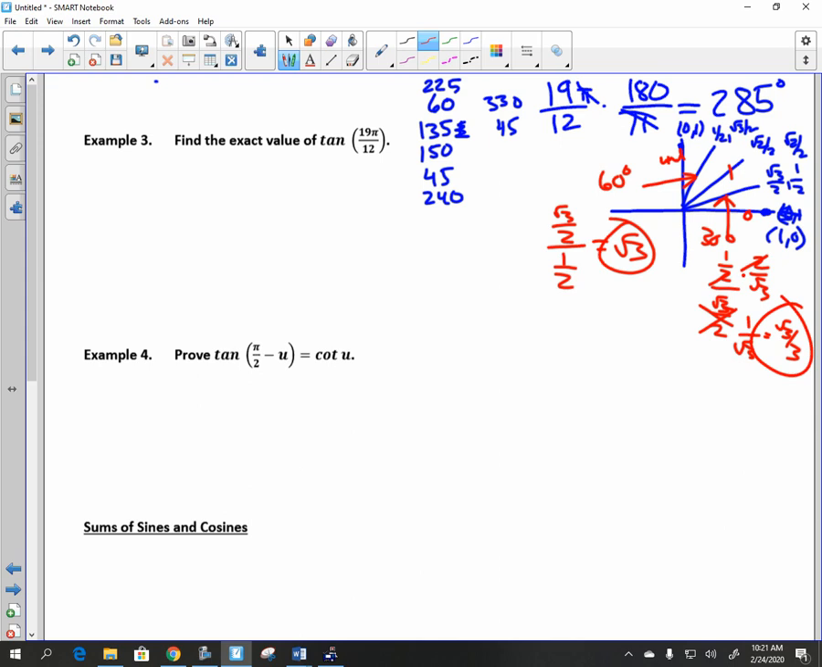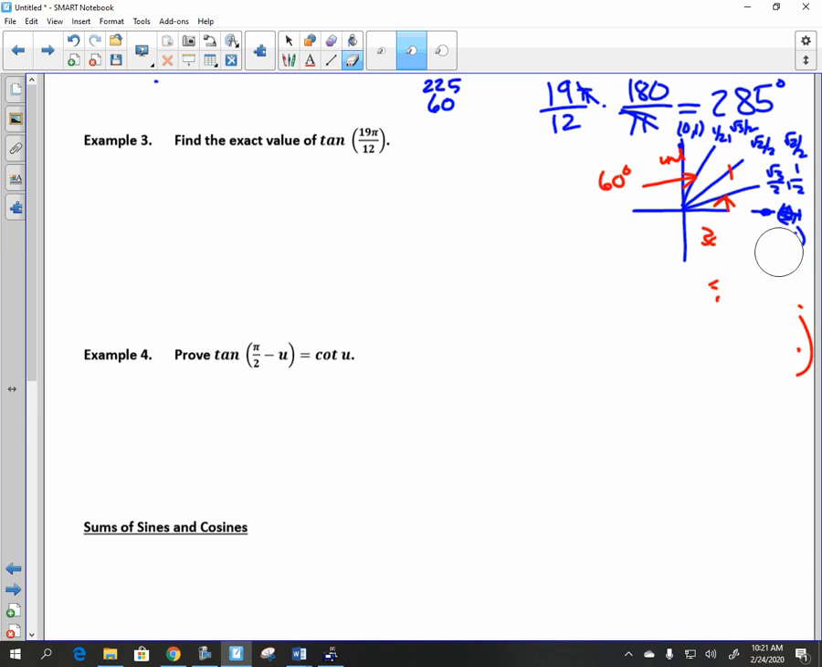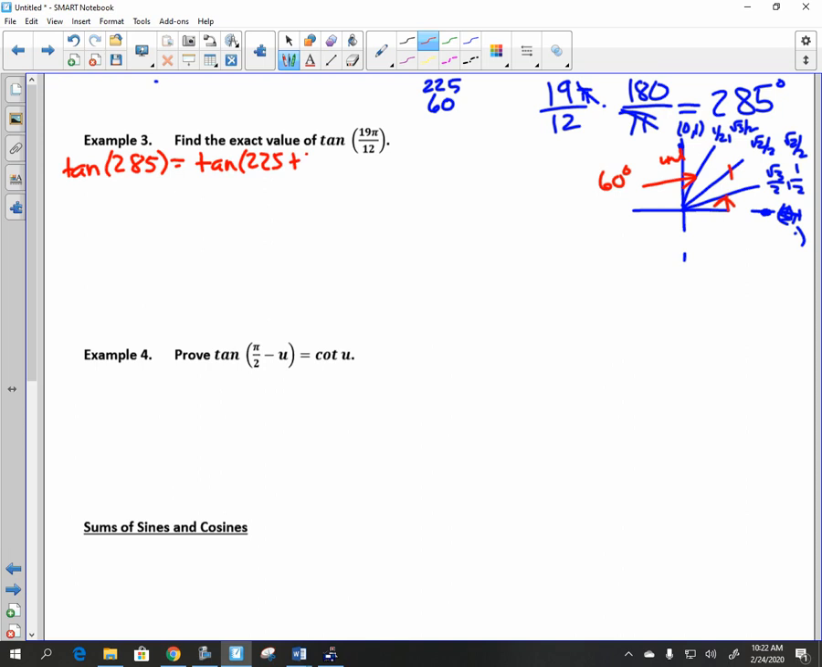Yeah, so we need to maintain 60-degree angles and not 30-degree angles. So I don't want to use an angle like 150. I don't want to use an angle like 130. So 225 and 60, those are going to work out real nice. So that's what I try to work with. So let's set it up. Tangent of 285 is equal to the tangent of 225 plus 60.